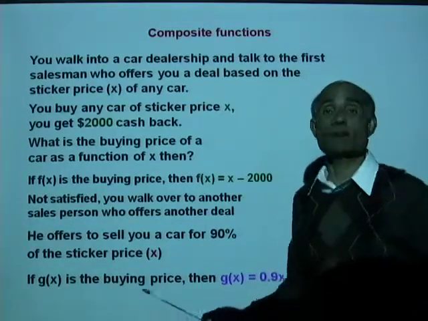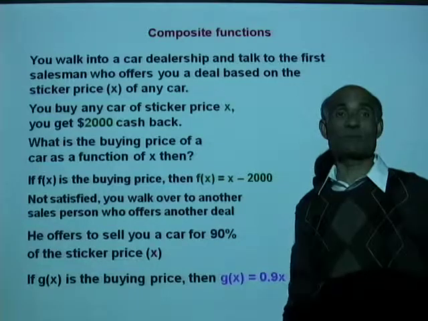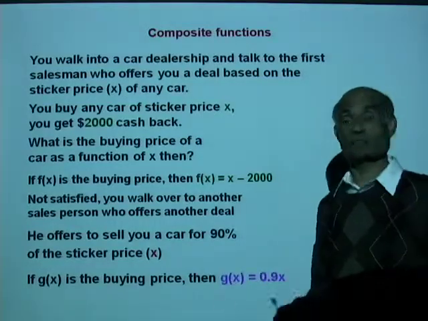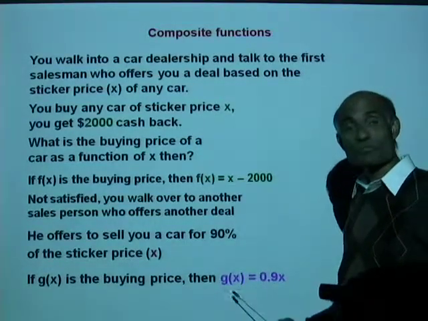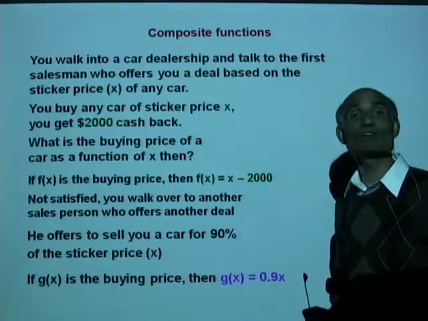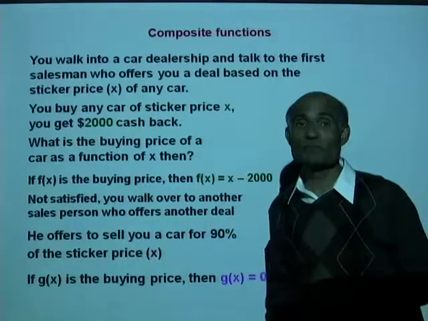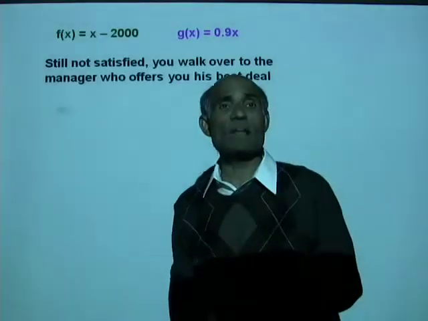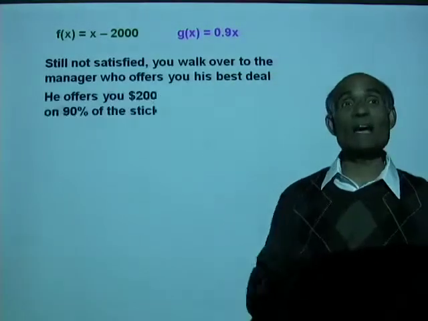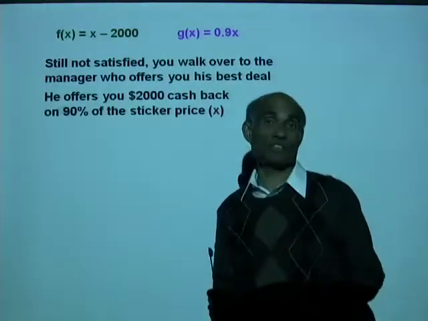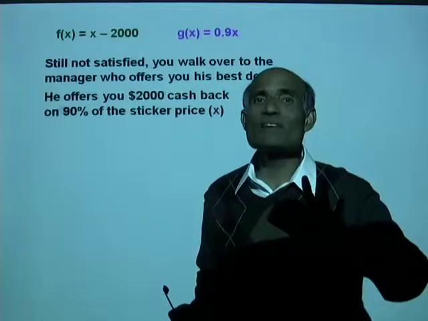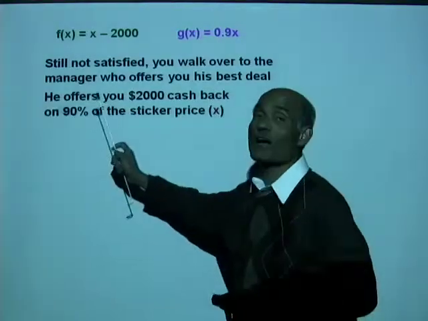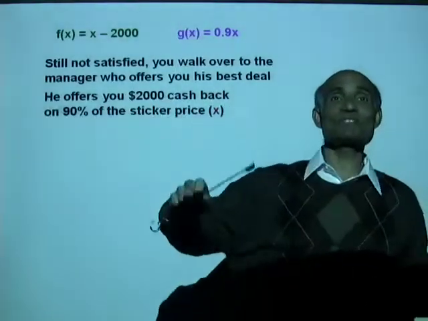You can go and pick any car and that will be your buying price. So, the first salesperson gives you this deal, f of x equal to x minus 2,000. The second person gives you this sales price, g of x equal to 0.9x. Are you satisfied? Well, if I were you, I would not be. So I will walk into the manager's office and see what he has to offer. And now he makes an offer. He says, I'm going to make an offer that you cannot really turn down. So he offers you $2,000 cash back on 90% of the sticker price.